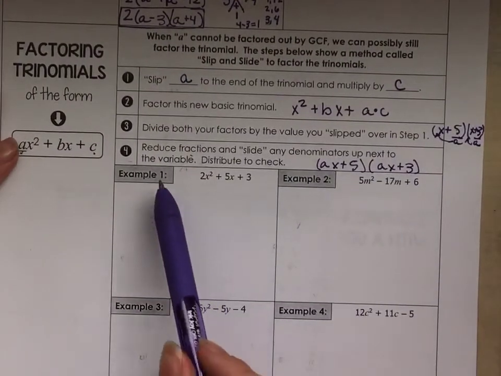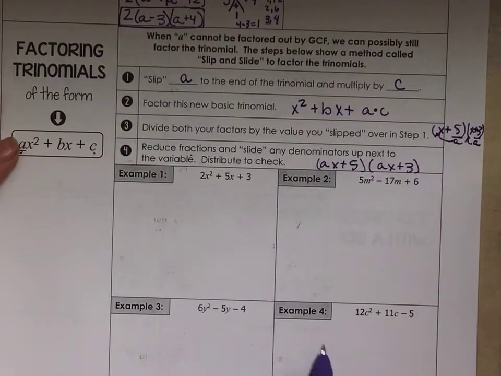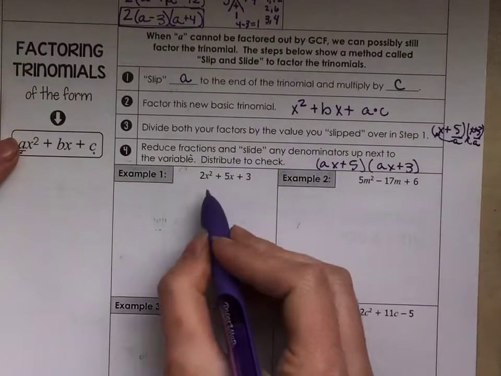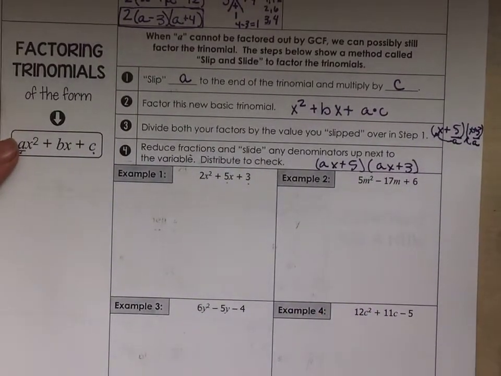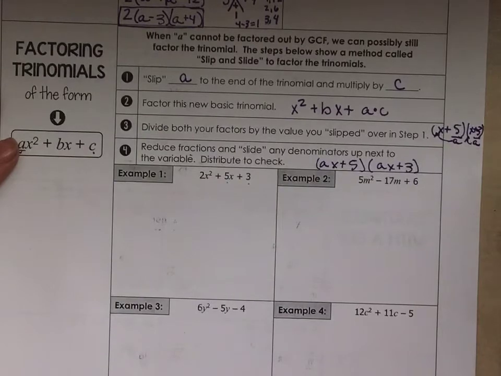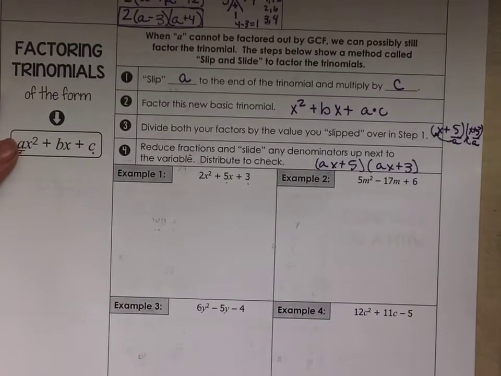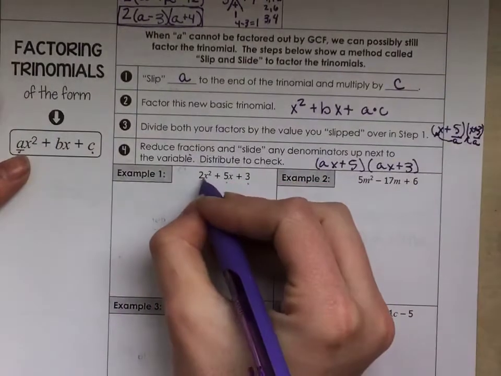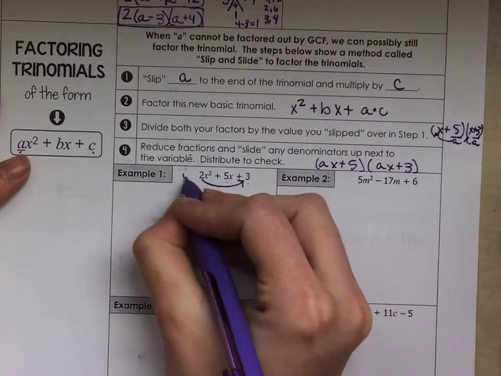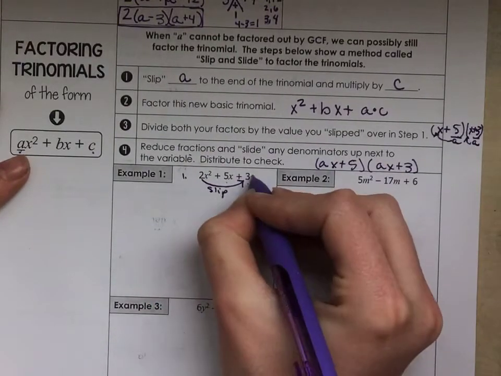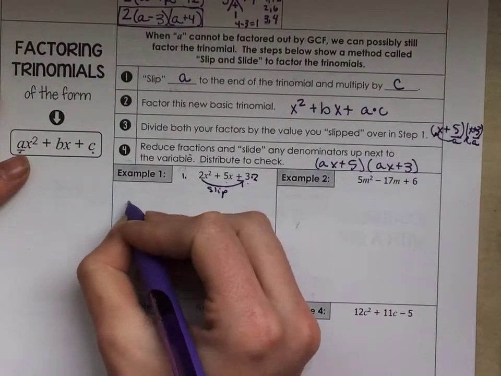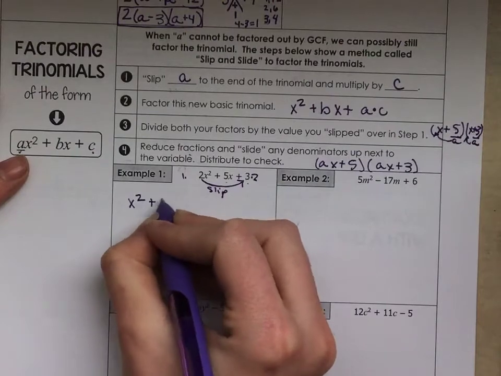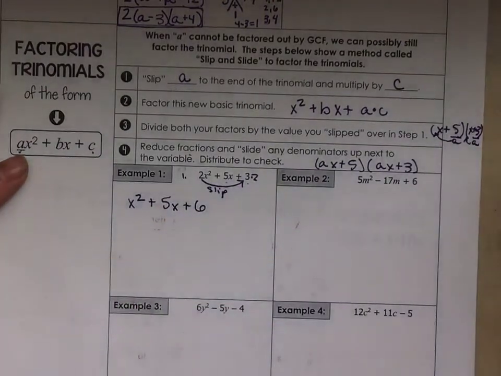I'm going to do example 1 and example 4. So I've got 2x squared plus 5x plus 3. Hopefully you're saying that none of these have a greatest common factor other than 1, because those are all prime numbers. So I can't take anything else out of those. So I know that I need to slip. First step, slip 2 times 3. So my new trinomial will say x squared plus 5x plus 6.